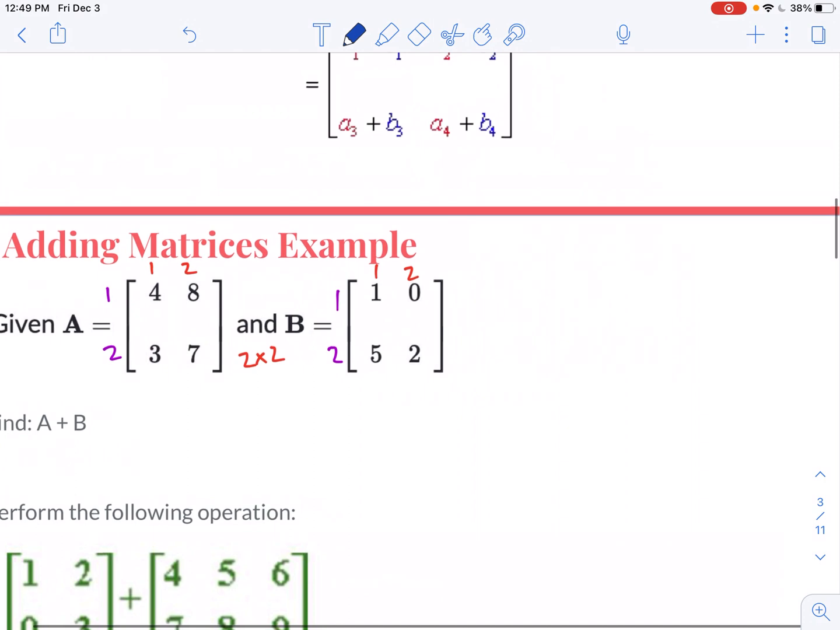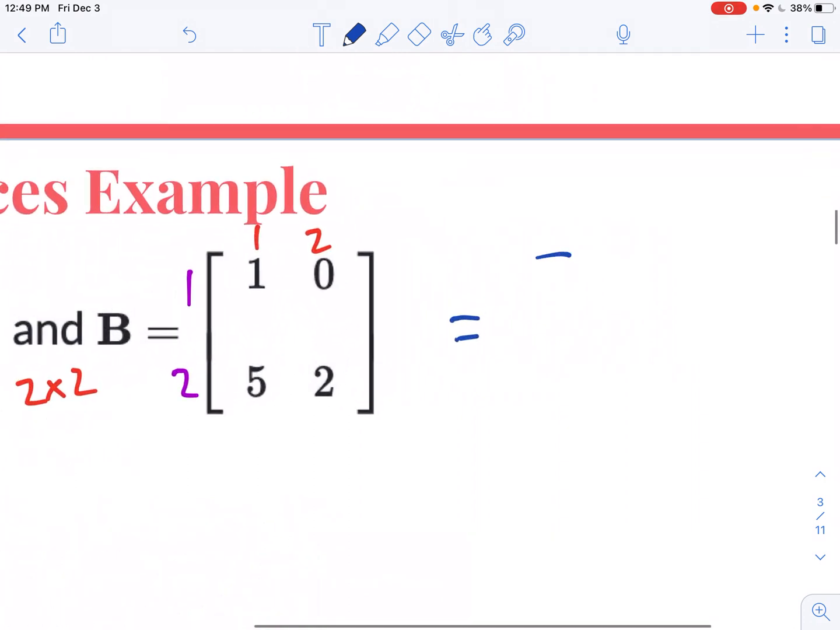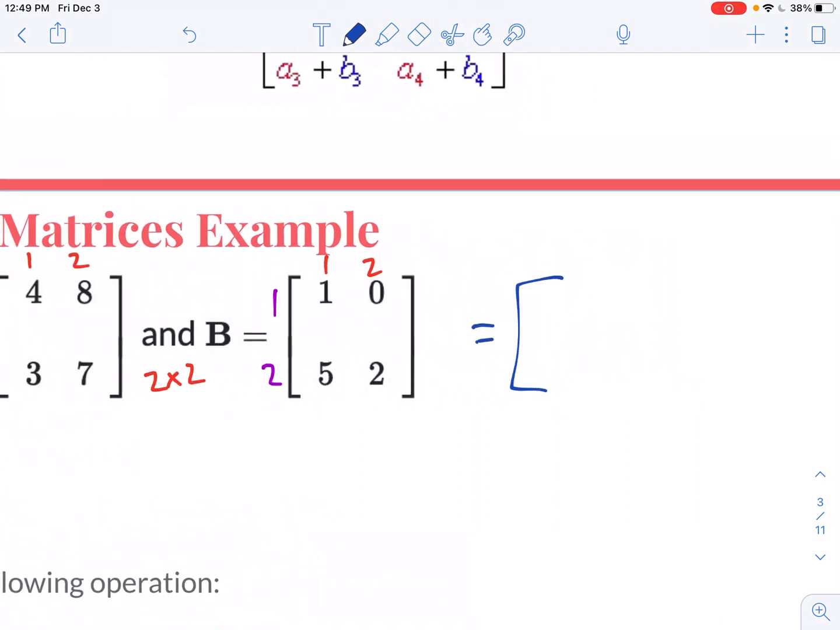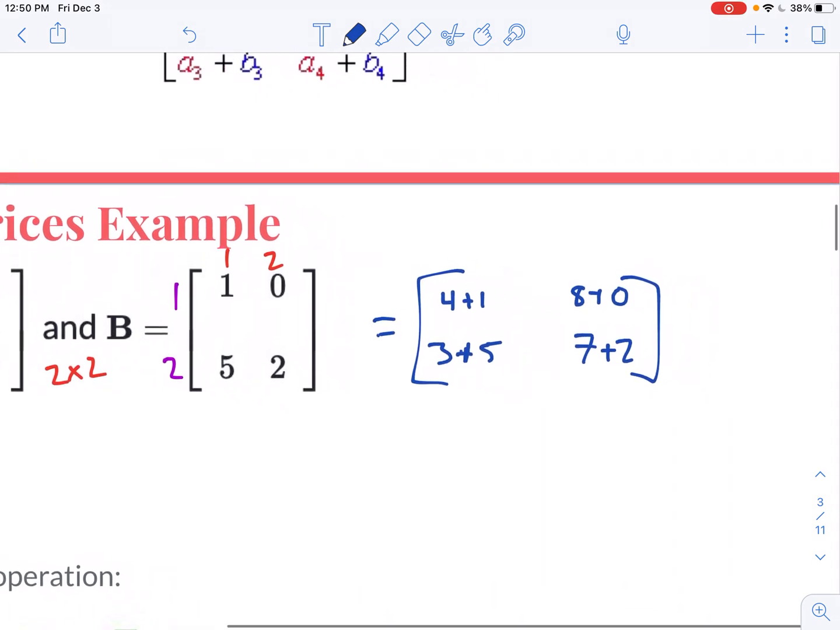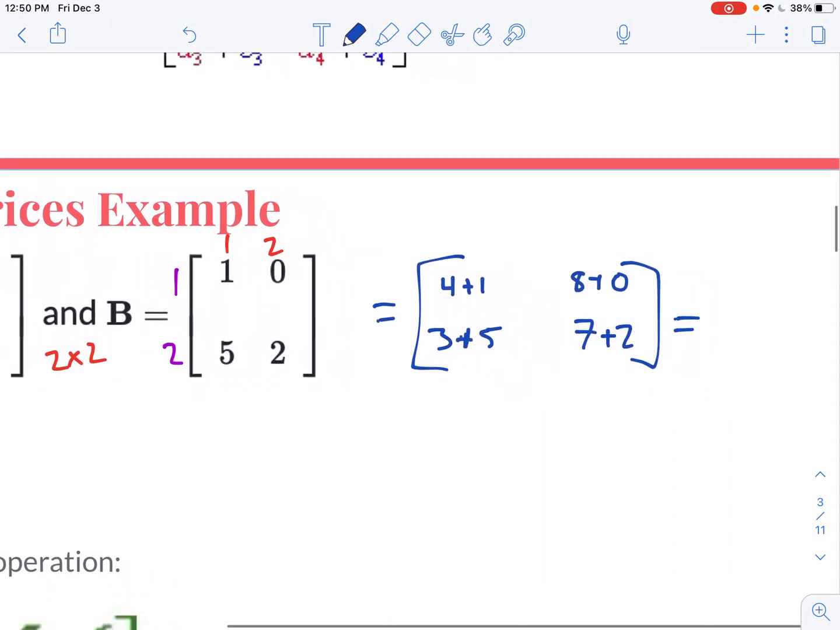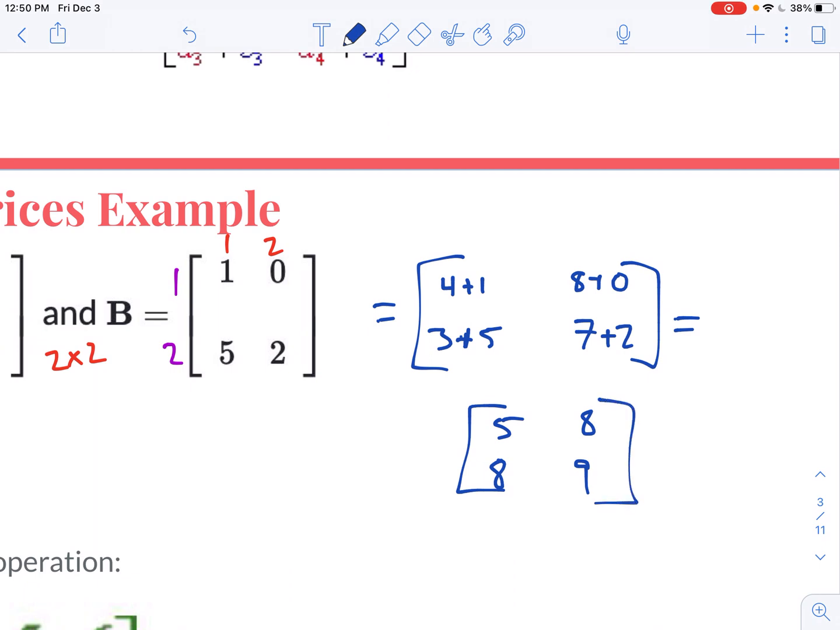So when I add these up, this is just going to be equal to 4 plus 1, 8 plus 0, 3 plus 5, and 7 plus 2. I'm just adding up the matrices and their corresponding parts. So my resulting matrix here is also going to be a 2x2 matrix: 5, 8, 8, and 9. And this is my matrix. That's the resulting matrix from adding. You just add the corresponding numbers to each other.